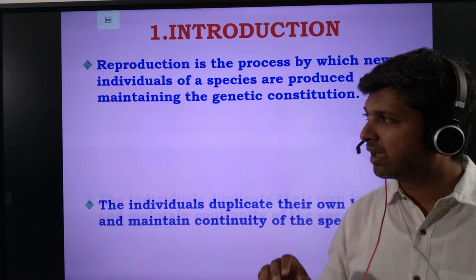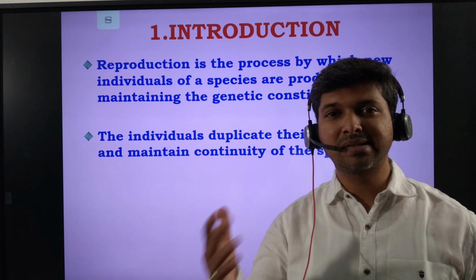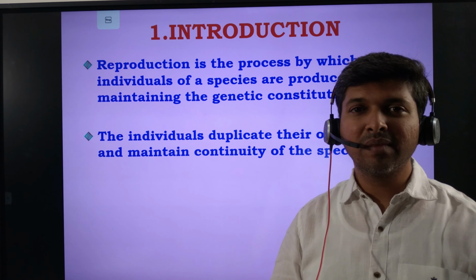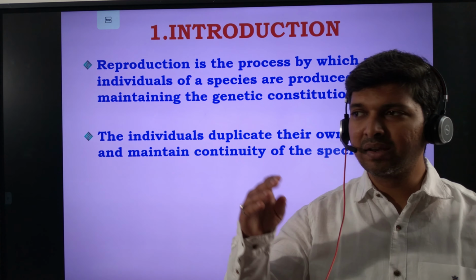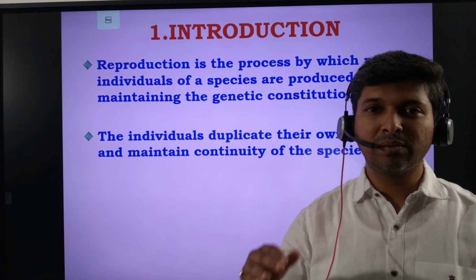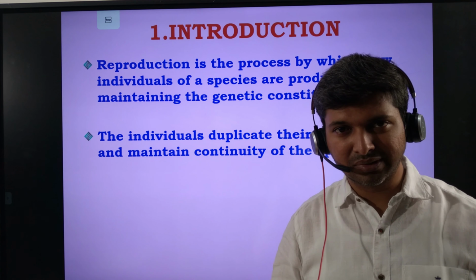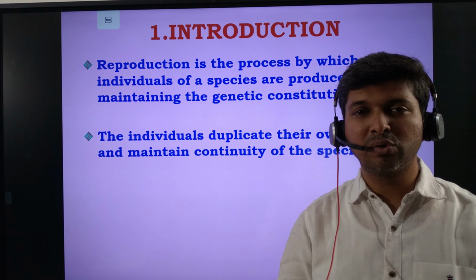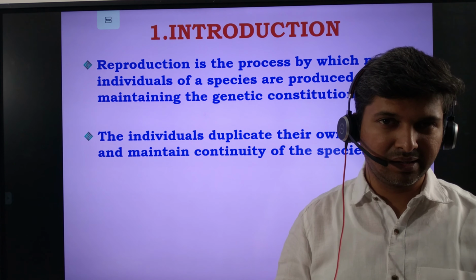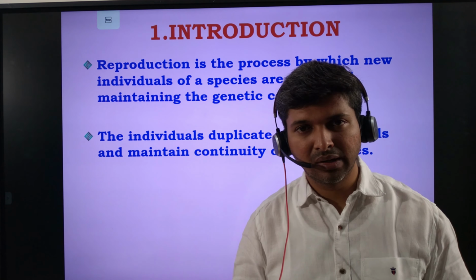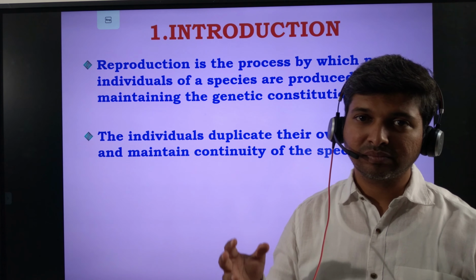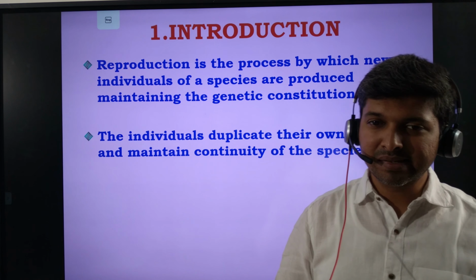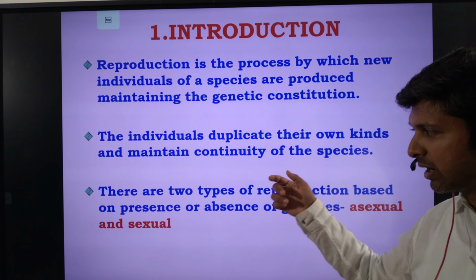Moreover, reproduction follows something called like begets like. What do you mean by like begets like? A pig will give birth to piglets, an elephant will give birth to a baby elephant, a tiger will give rise to cubs, and humans will produce a baby. Every organism produces a new organism of its own kind. You cannot have a pig coming from the womb of a monkey, right? So like begets like: individuals duplicate their own kind and maintain continuity. That's what like begets like.